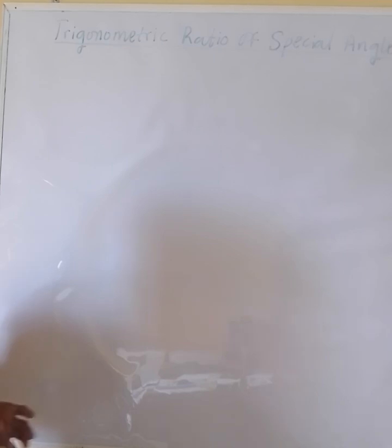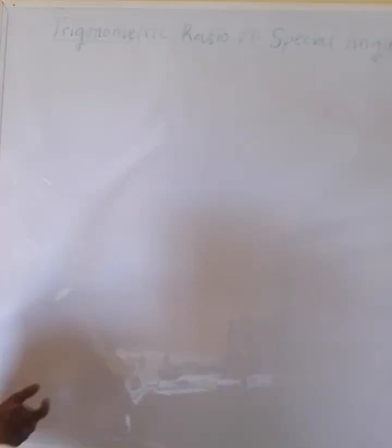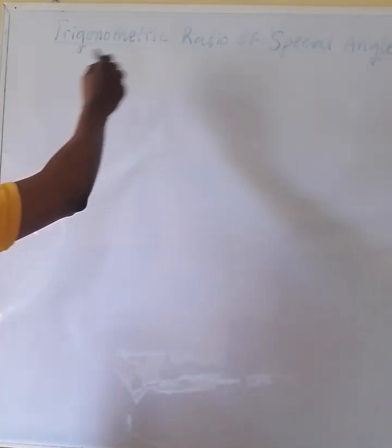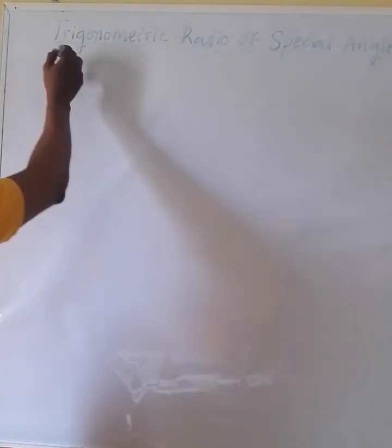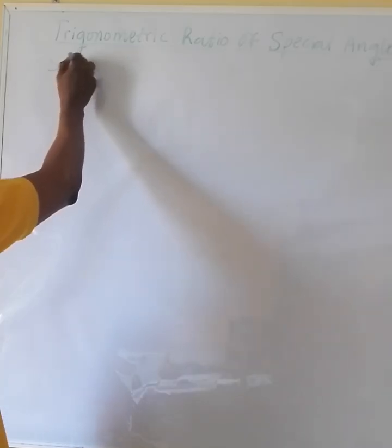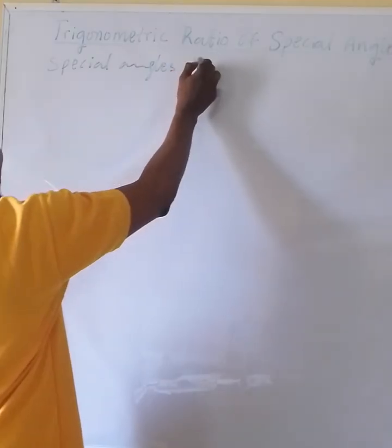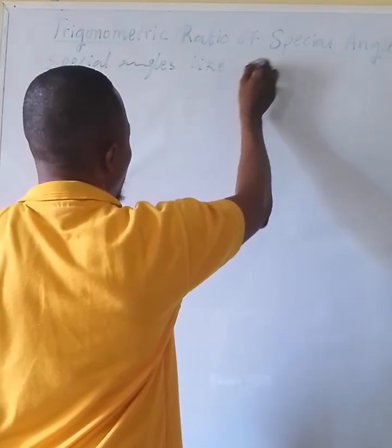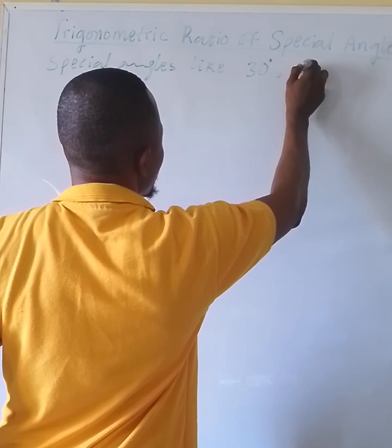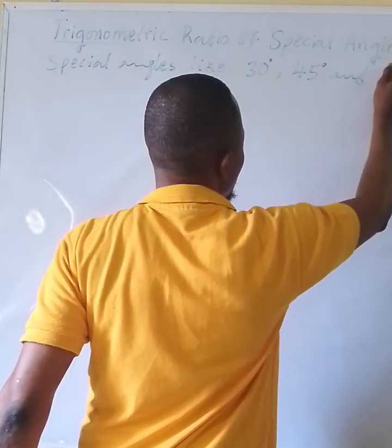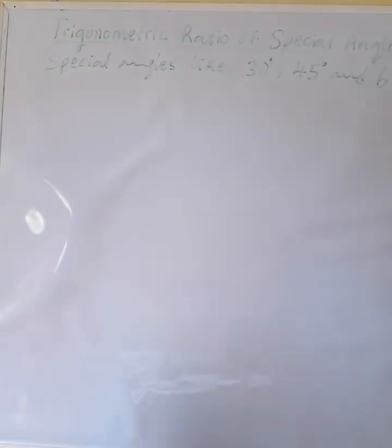All these kinds of special angles are important because they will ask you to solve some mathematics questions without using calculator. Once you understand the special angles, you will be able to solve it without wasting much of your time. So now we are going to work with special angles like angle 30 degree, angle 45 degree, and angle 60 degrees. We are going to work on those three angles now.